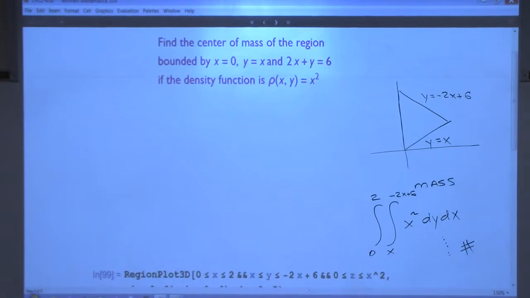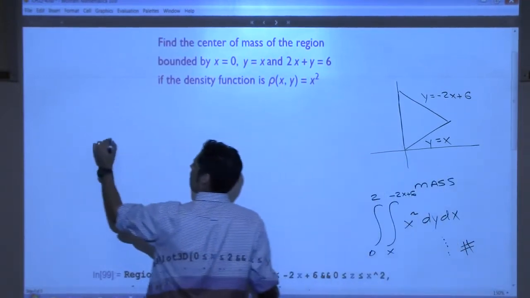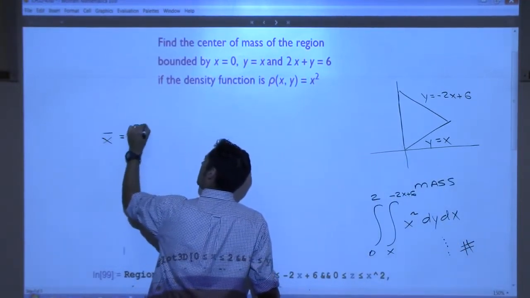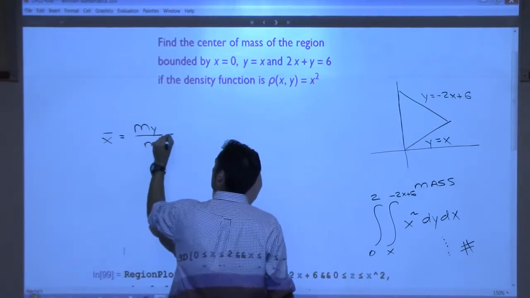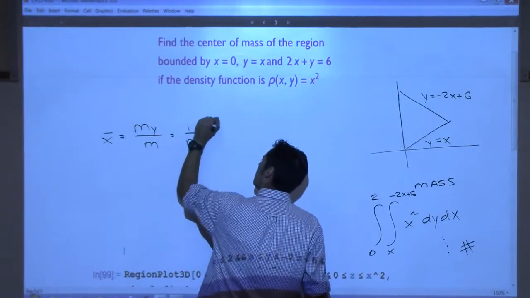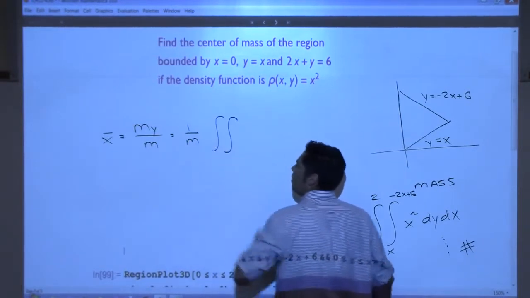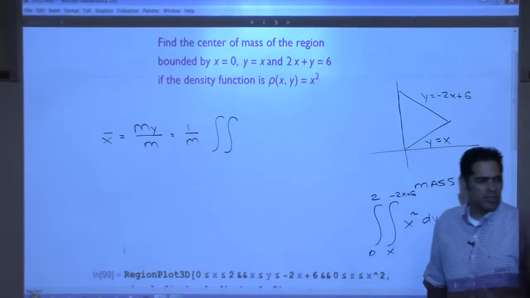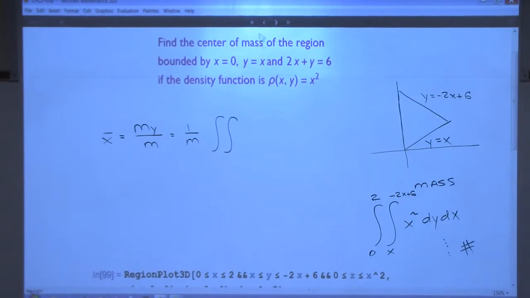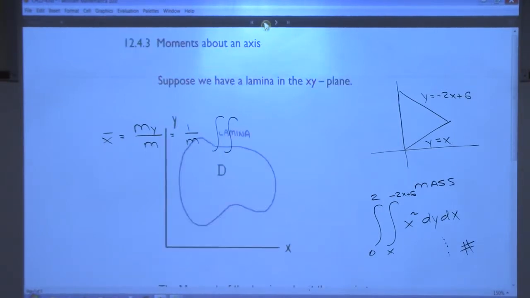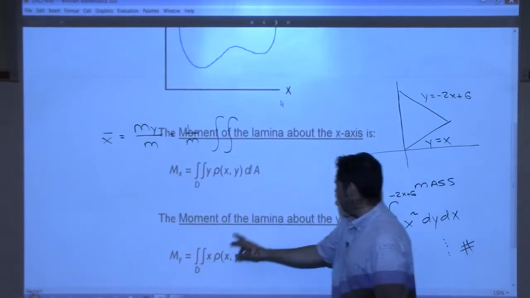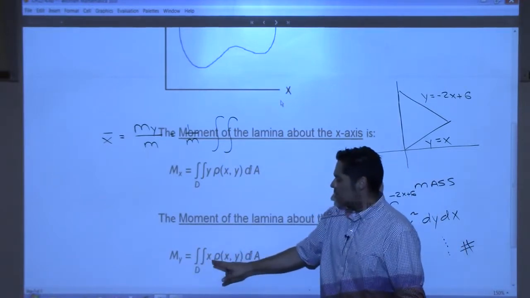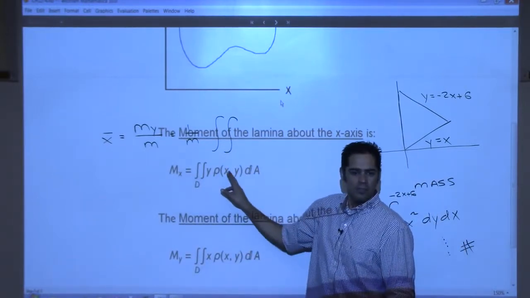Then you come in here, and you do the moment, right? So if I want x bar, it's the moment about y over mass, which is 1 over mass times the double integral of what? What changes? These are opposite. I'll go back to the moments. So look, a moment about the y-axis, you use x in here. A moment about the x-axis, you use y.